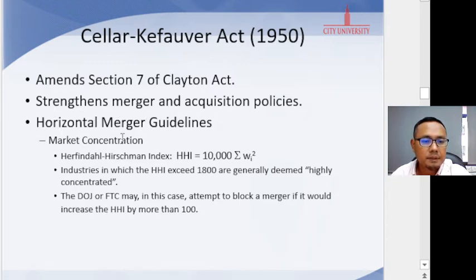Horizontal merger guidelines, that's merger concentration. So still remember the HHI, the Herfindahl-Hirschman Index. Industries in which the HHI exceeds 1,800 are generally deemed highly concentrated. So the DOJ or FTC may in this case attempt to block a merger if it would increase the HHI by more than 100.